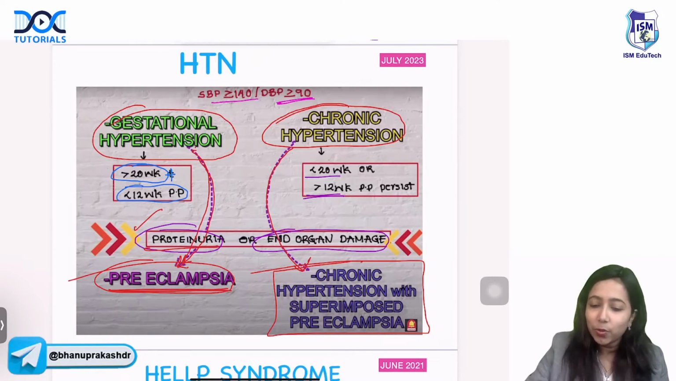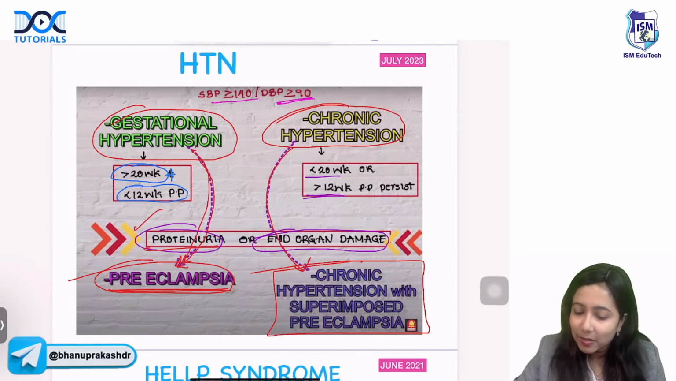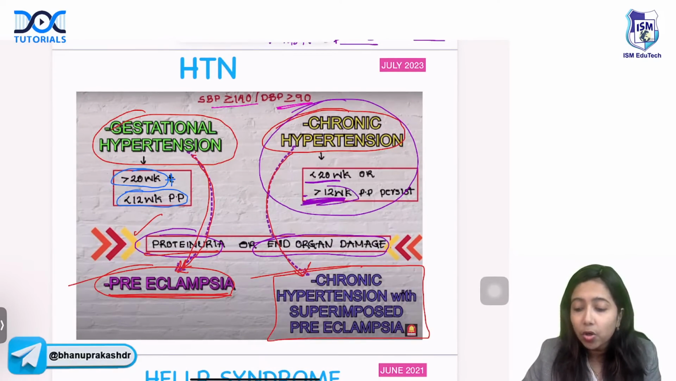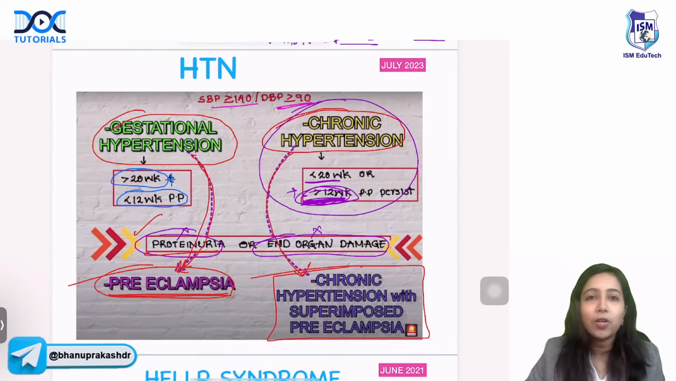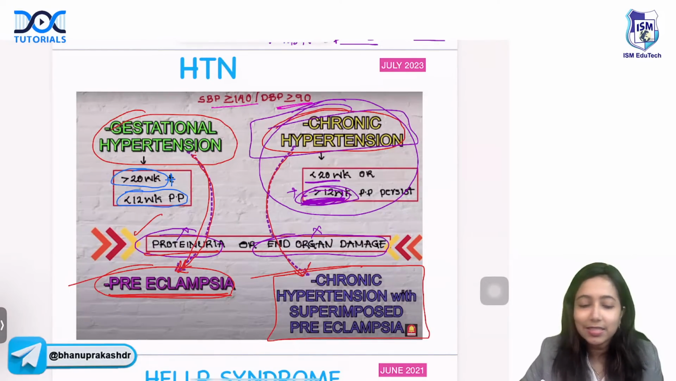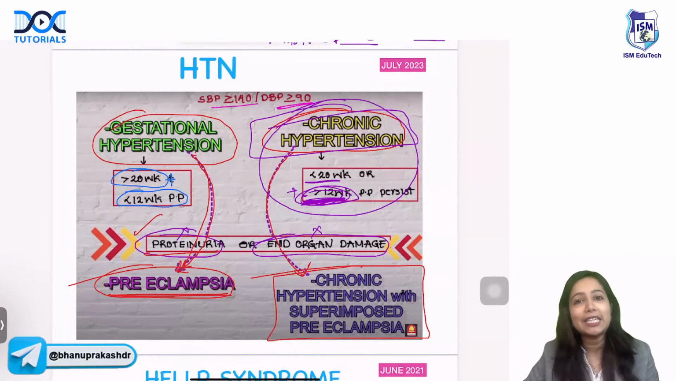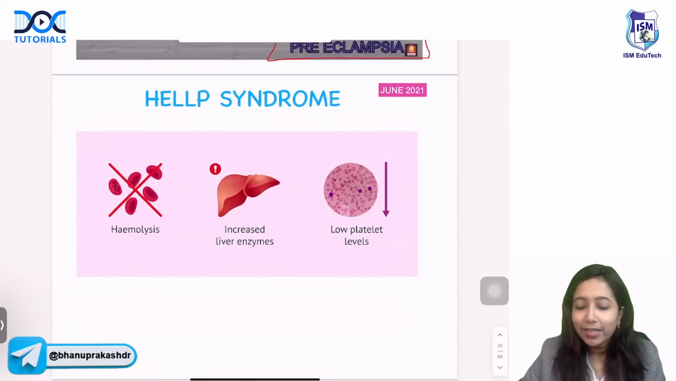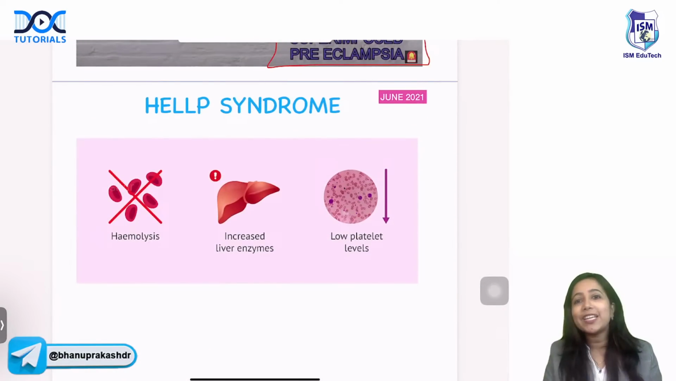Excellent, very good. So where are we? We are in this part of the graph. Here the blood pressure rise happened after 20 weeks, but it is still present beyond 12 weeks. So I'm on this side. There is no proteinuria, no end organ damage. So basically my diagnosis is chronic hypertension. This is one type of question which commonly comes for the exam. I think this is a topic loved by all examiners.